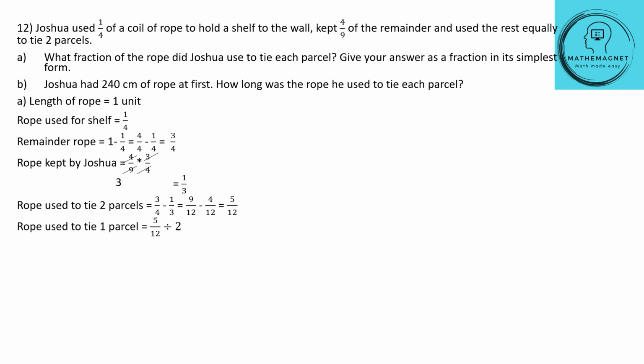So to tie one parcel, we will divide 5 by 12 divided by 2. That becomes 5 by 12 into 1 by 2, which is equal to 5 by 24. So he used 5 by 24 of the rope to tie one parcel.